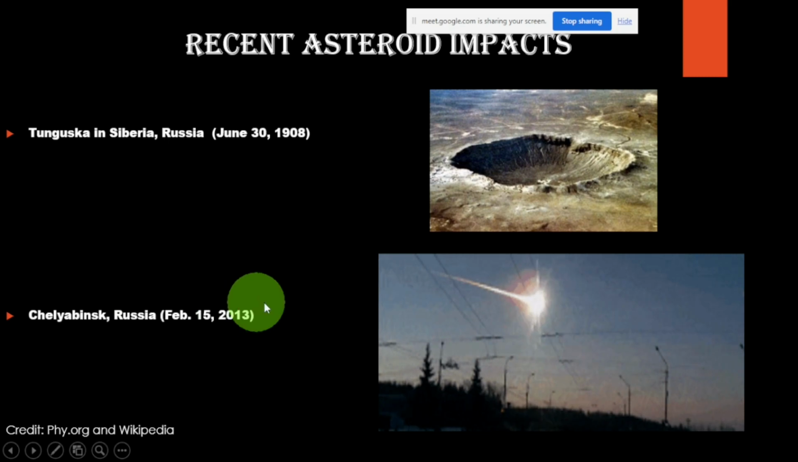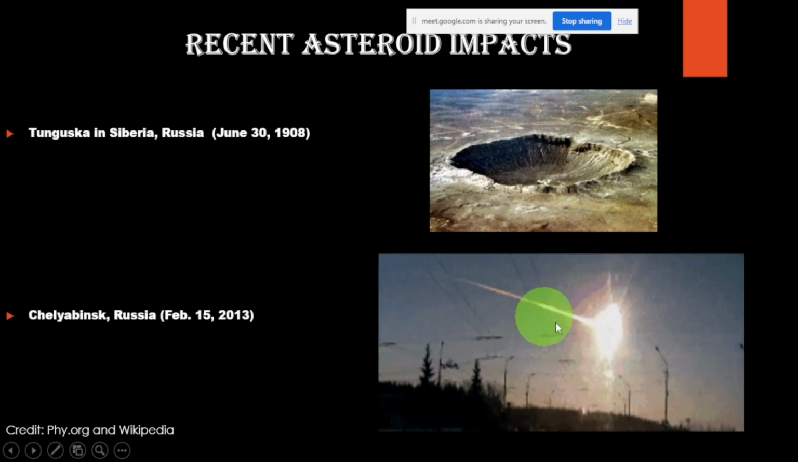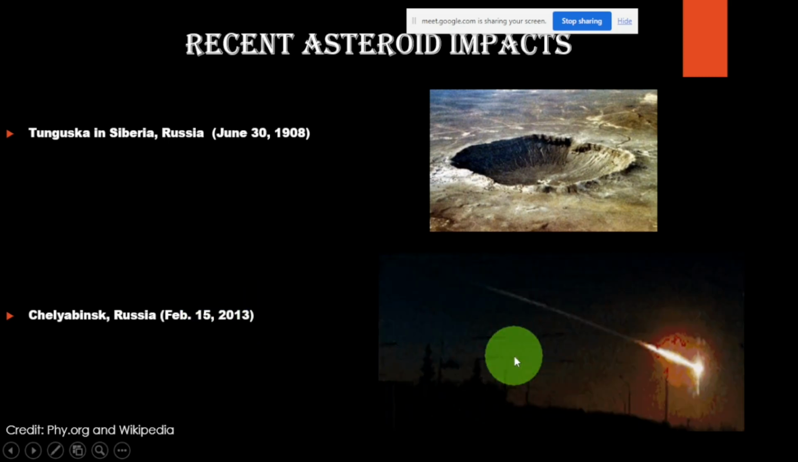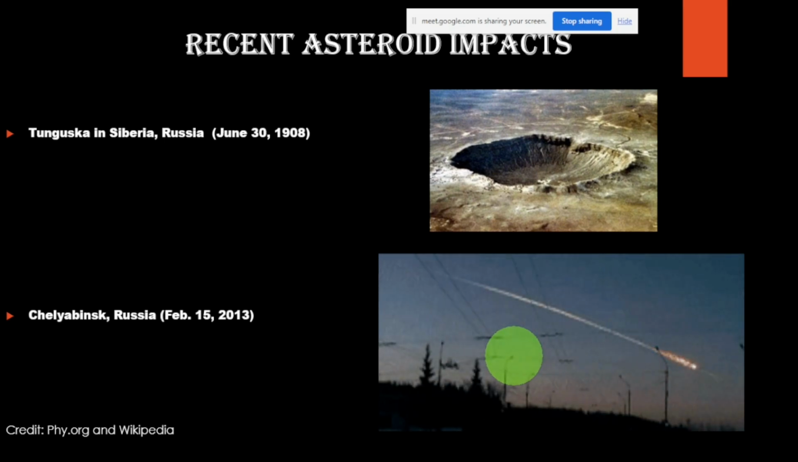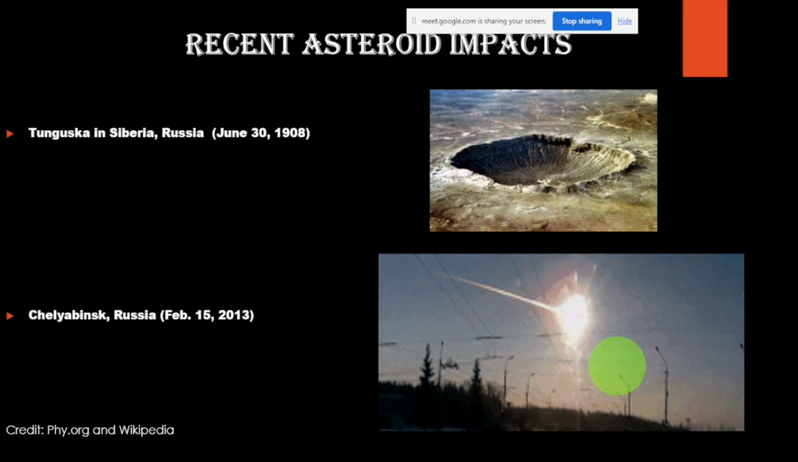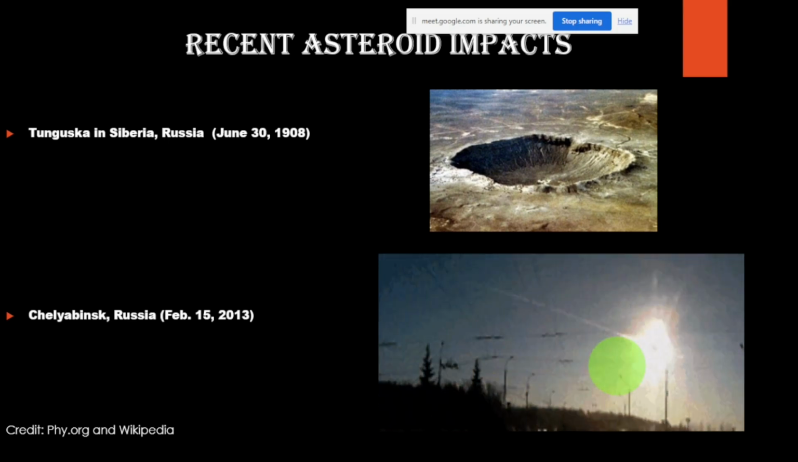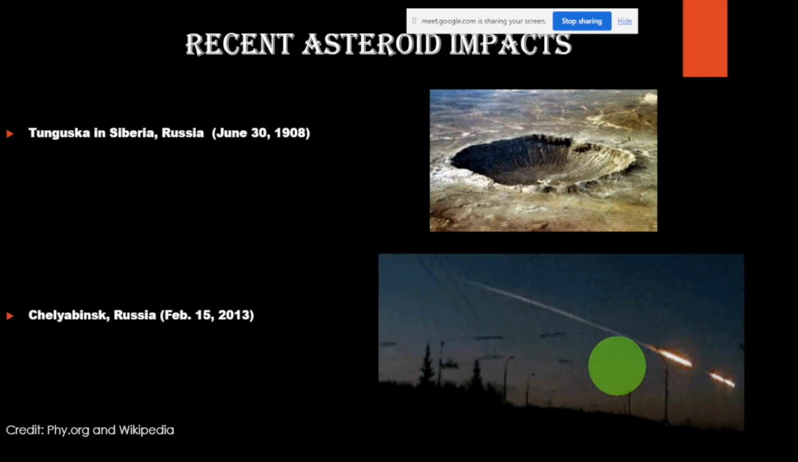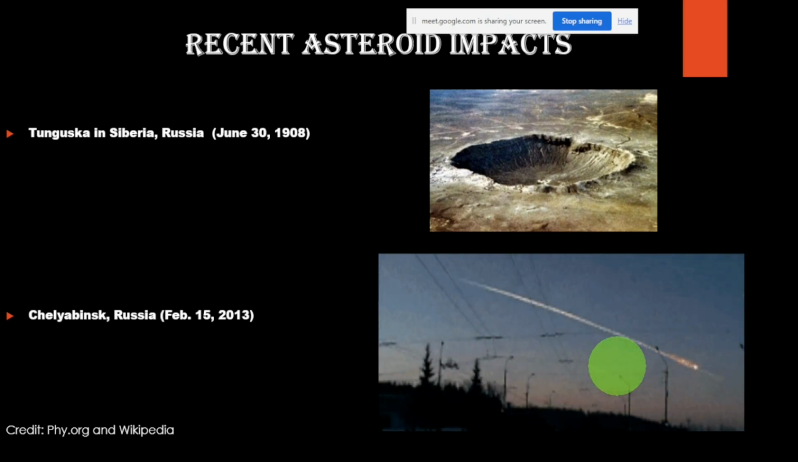Then we have what happened in 2013. Just in the daytime, an asteroid landed in Russia again. However, this happened again in a remote area, because Russia is very, very big. It happened in a remote area where there is no human settlement. But the shockwave was able to travel to the nearby cities, and many, many properties were damaged.